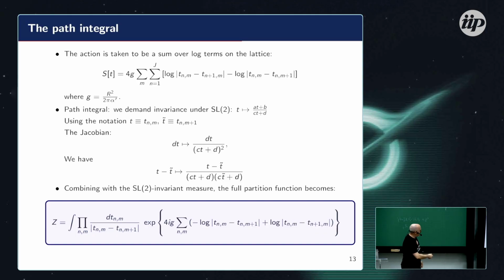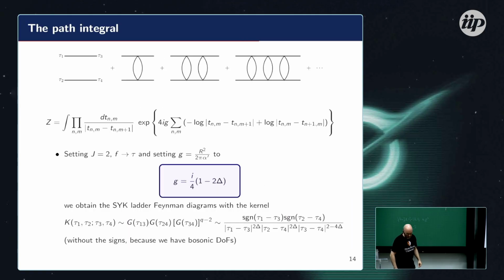So if I do that, and I set this G to a specific value, I get some propagators. And I can set this G so that I precisely get the SYK ladder diagrams in Euclidean space. Now here are the ladder diagrams again. Here's the path integral. And this is what I'm going to do. I'm going to set G equal i over 4, 1 minus 2 delta. So Q was the number of fermions in the Hamiltonian. So this G is imaginary. Remember, G was the radius squared over 2 pi alpha prime. So I'm doing something illegal here.